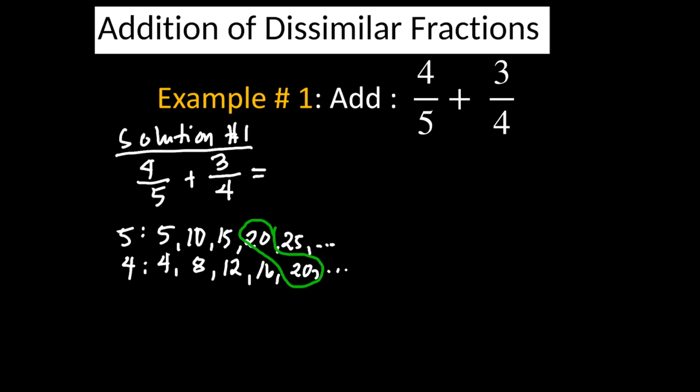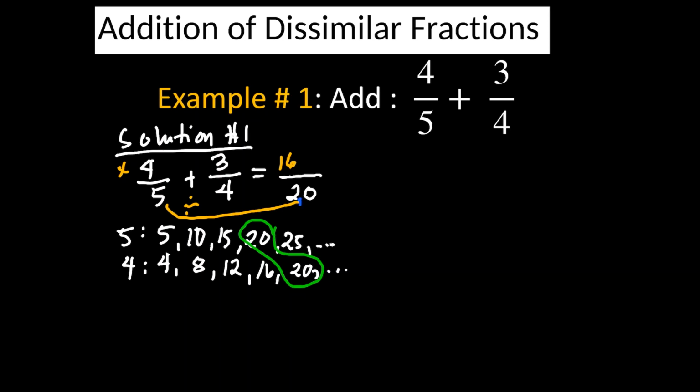Okay, so 20 is the common multiple of 5 and 4, which is actually our least common denominator. Now that we have the least common denominator, the next thing you need to do is divide 20 by 5. So 20 divided by 5 is 4. And then you multiply it with the numerator, which is also 4. So 4 times 4 will give you 16.